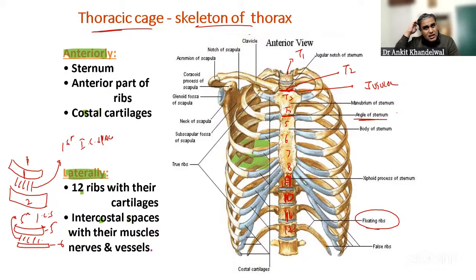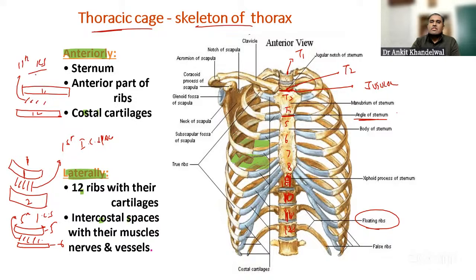So how many ribs are there? Actually 12 ribs. Let us see the last space. We have rib number 12 at the lowermost point, and just above it we have rib number 11. So this is the 11th intercostal space. Though we have 12 ribs on both sides, we have only 11 intercostal spaces. Remember this. We'll discuss more.